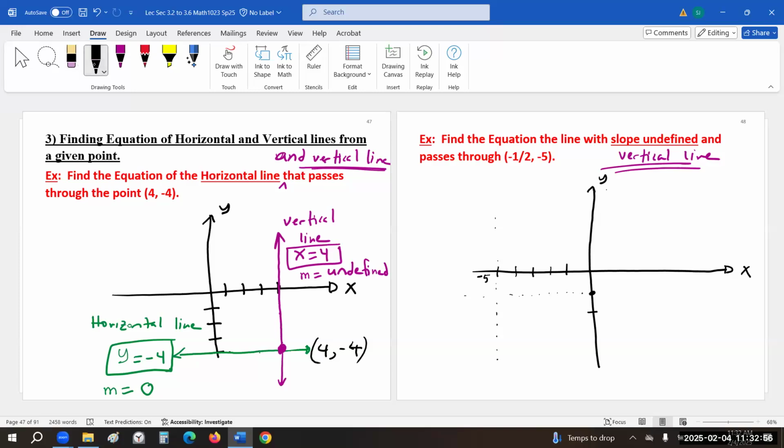Okay, so we have 1, 2, 3, 4, 5. So 1/2 is somewhere here, and 5 is here. So negative 1/2, negative 5.